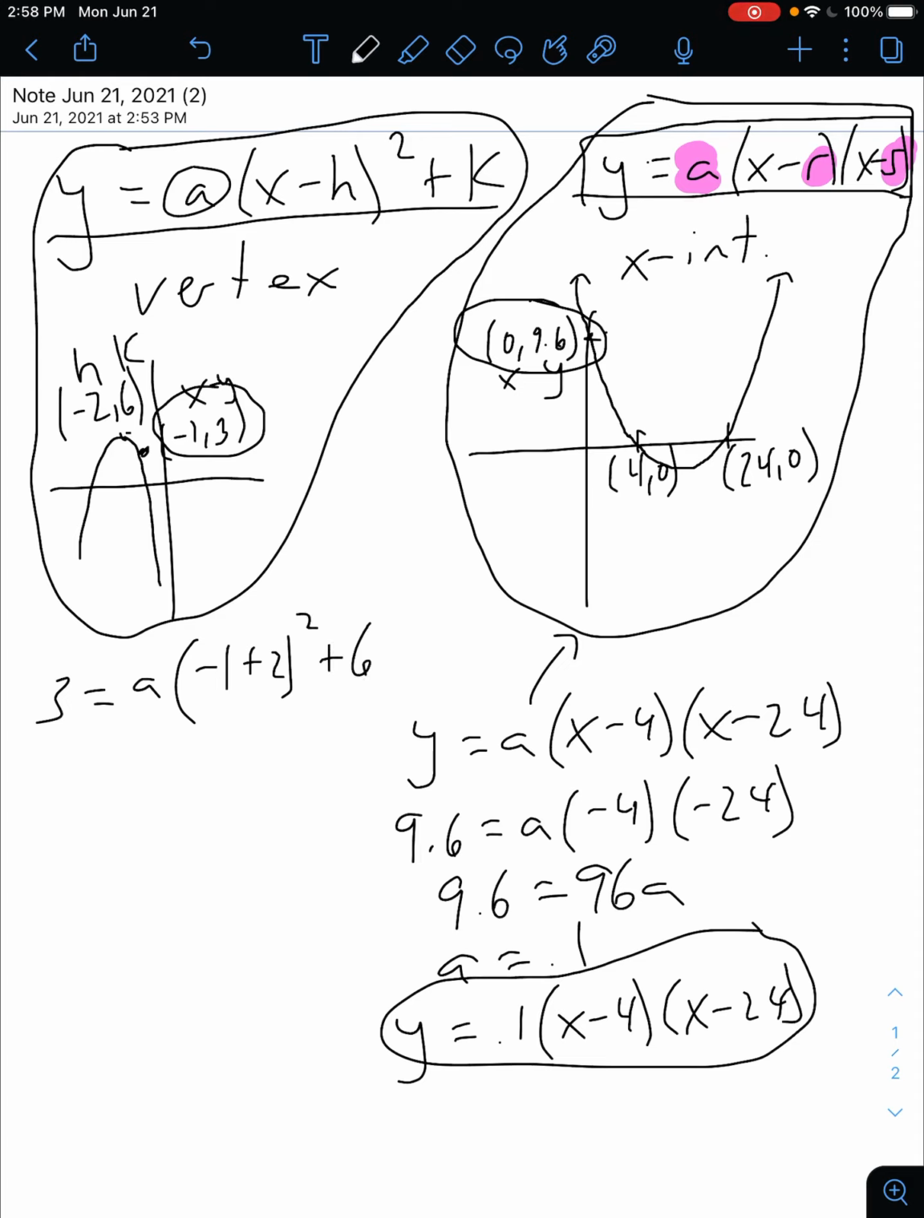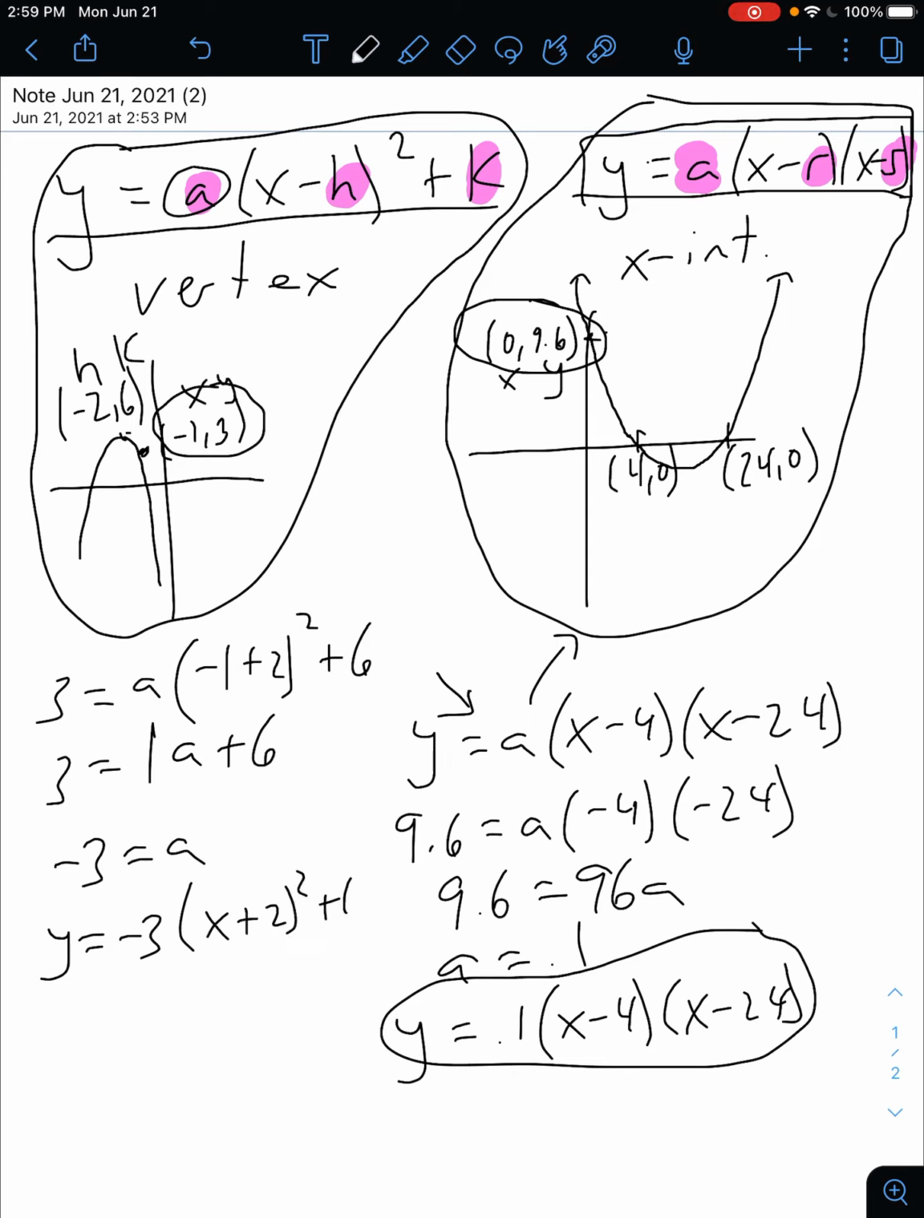And then, just like the last one, the other one down here, now I'm going to solve for A. So 3 equals, let's see, negative 1 plus 2 is 1, 1 squared is 1, so 1A plus 6, subtract 6, so A is negative 3. So for this form, I need to replace A, H, and K. And I know all those now. So it'd be y equals negative 3, x plus 2 squared plus 6.